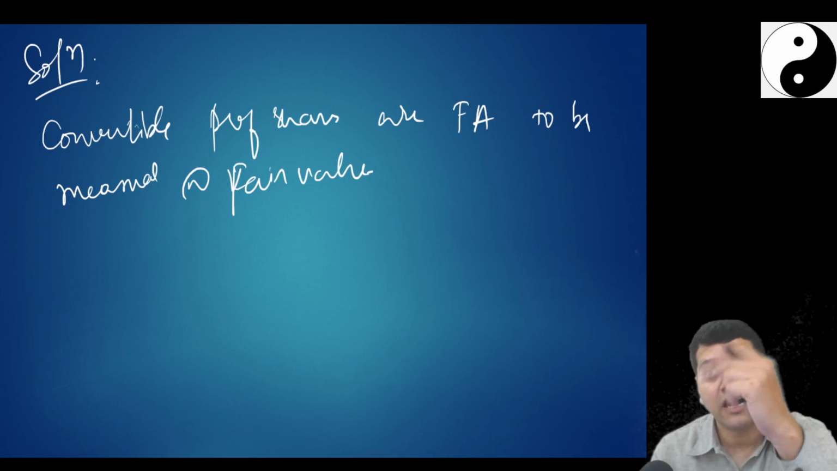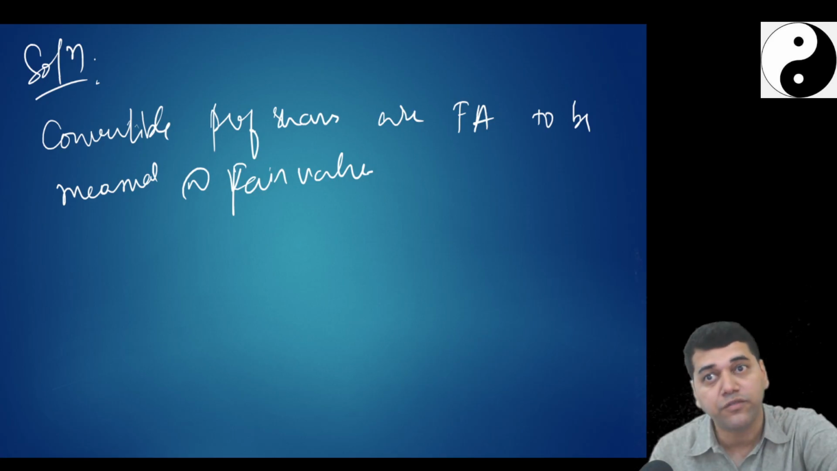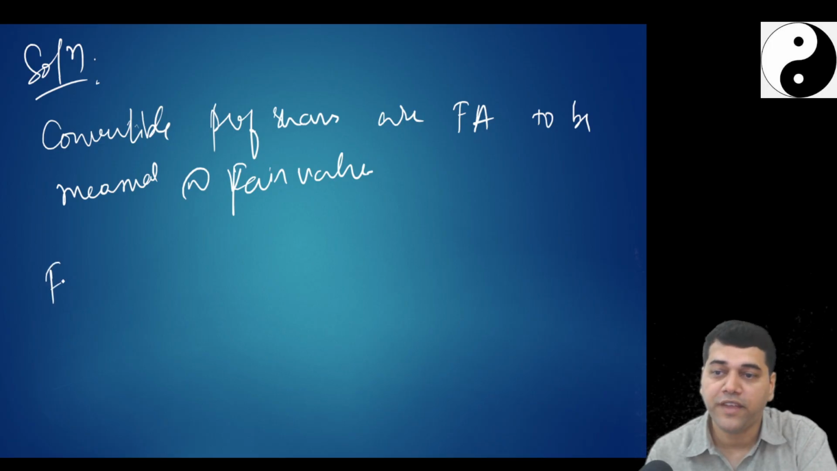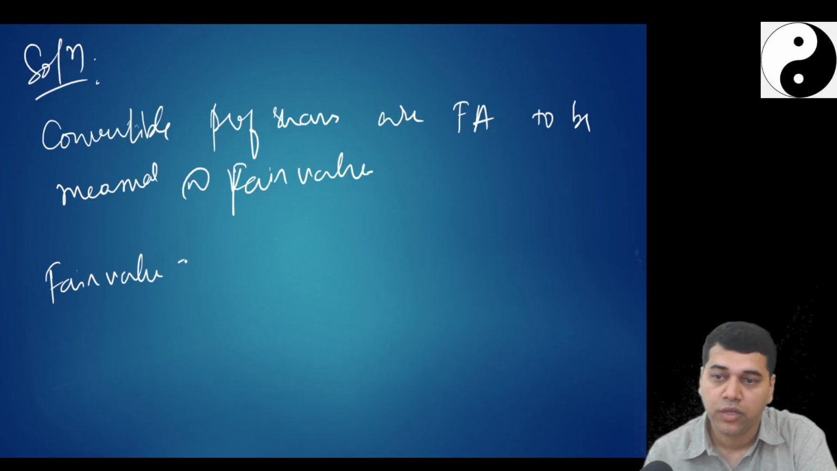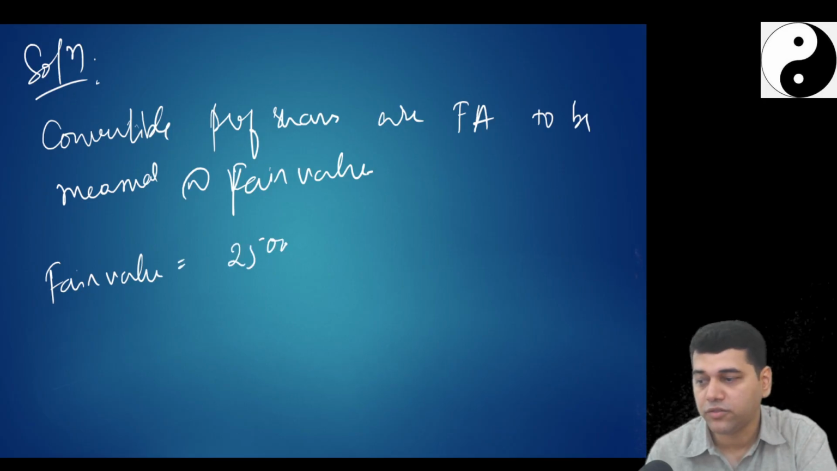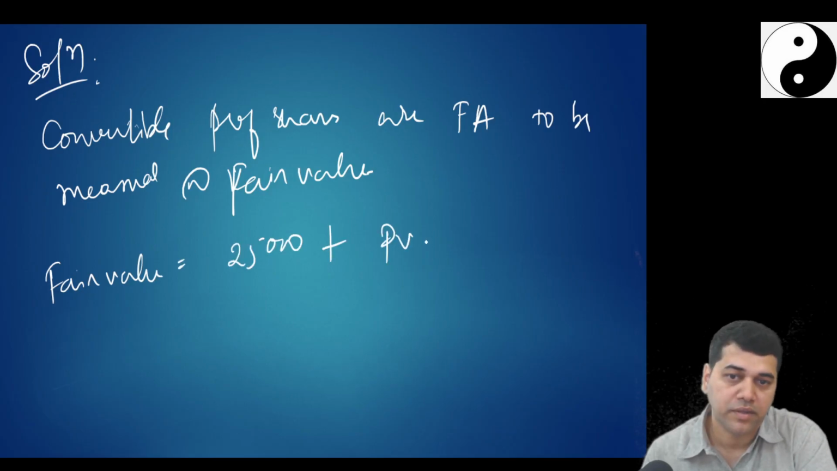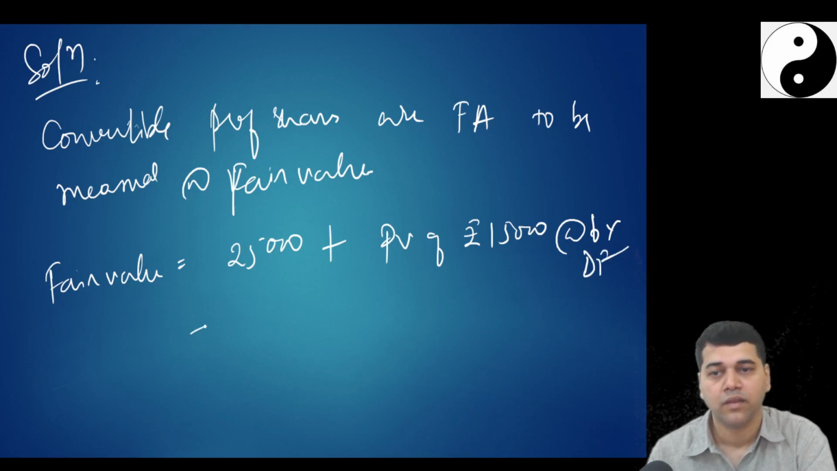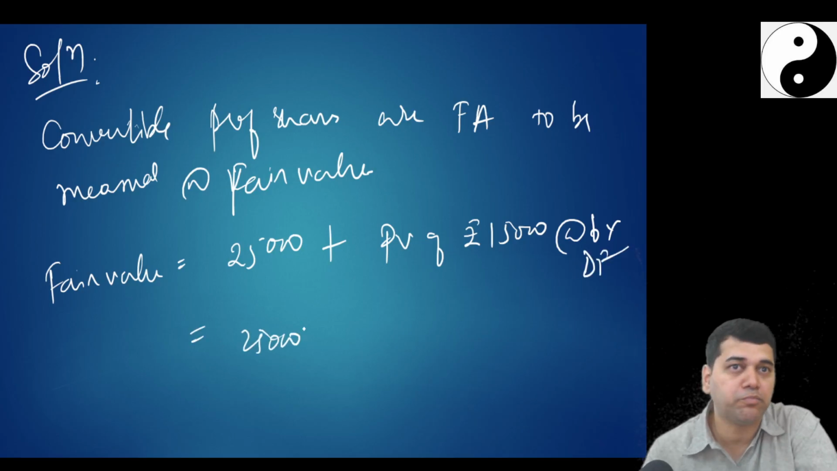But 15 you are paying after 2 years, no? Find the present value of that 15,000 right now. That itself is the fair value. So fair value will be 25,000 plus the present value of rupees 15,000 at 6% discount factor. See, this is the explanation.